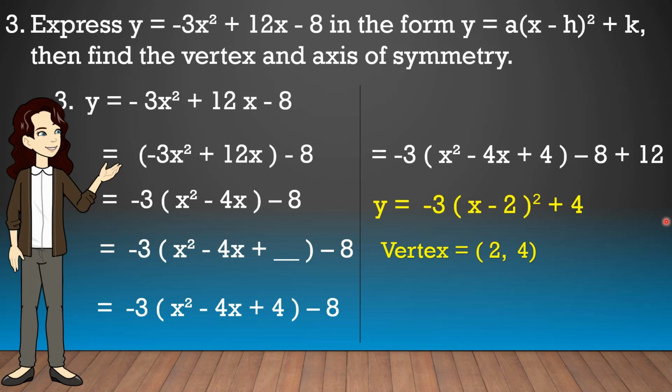So for our vertex, the value of h is negative 2, so it becomes positive 2. And the value of k is 4. So the vertex is 2, 4. And our axis of symmetry is x is equal to 2. Okay guys, did you understand? This is our third example. And then the last example.